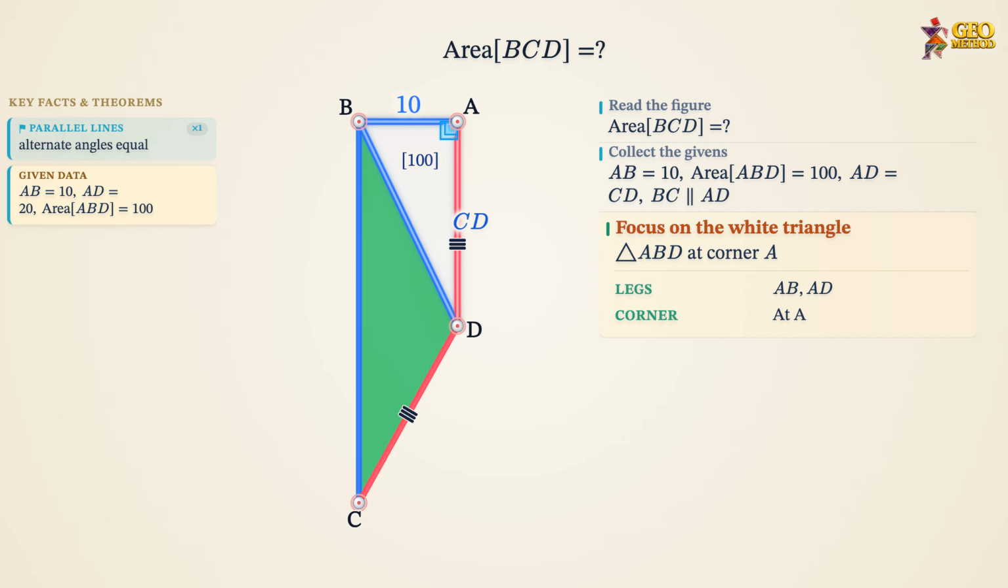Focus on the white triangle ABD sitting in the corner at A. Its two sides from A are the leg segment AB and the right base segment AD. We will use it to pin down the shape before we chase the green area.